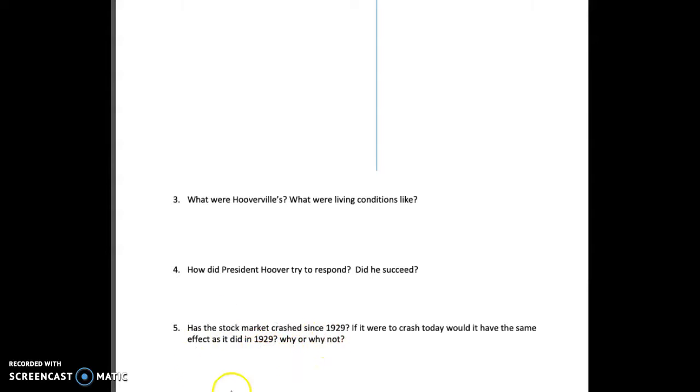So this is a little bit of a thinking question, but also carefully reading to see why the crash affected people the way it did then, and would that still be possible today? So that's your learning work to complete before class on Tuesday.